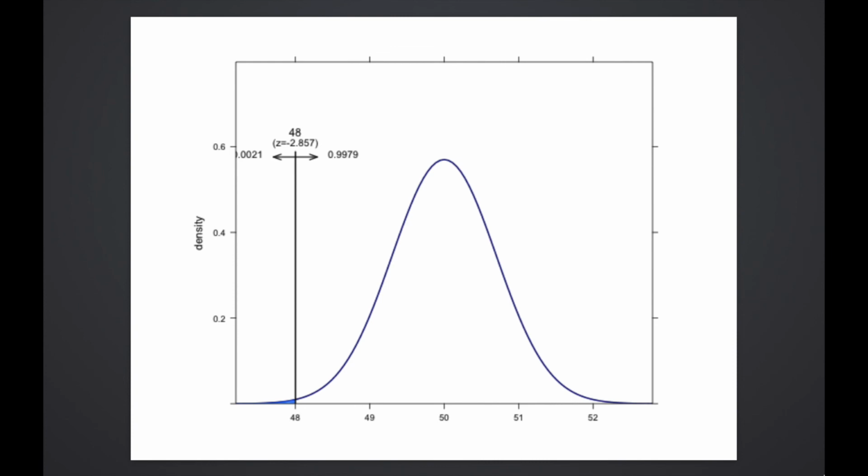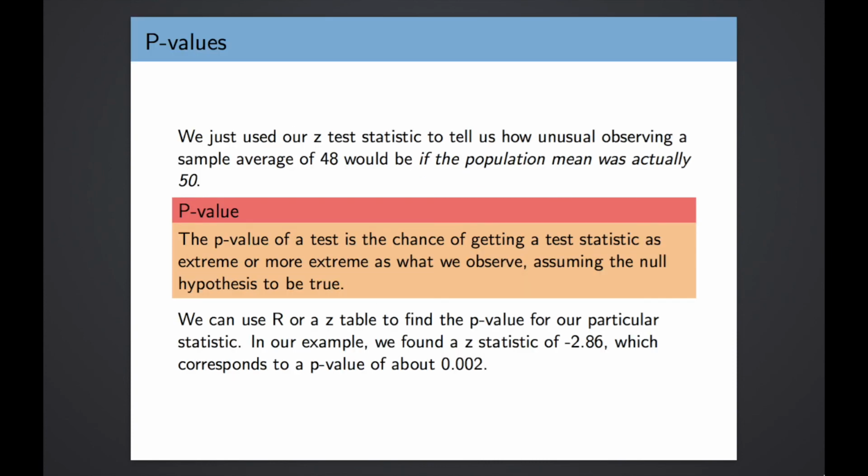So R tells me exactly the same z-score that I found in the calculation procedure that we just did, and shows me that it's extremely unlikely, a probability of 0.002, that we would observe this sample mean in a random draw from a distribution like this. So we just calculated this z-statistic, and we used it to give us information about how unusual it would be to observe our sample mean of 48 if the population mean is actually 50. So we found a p-value.